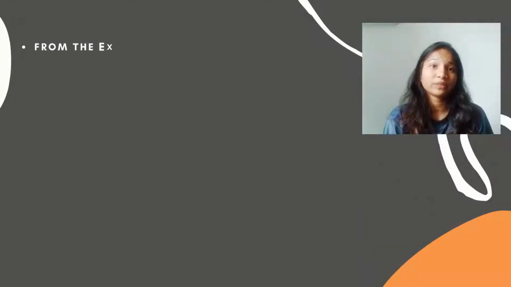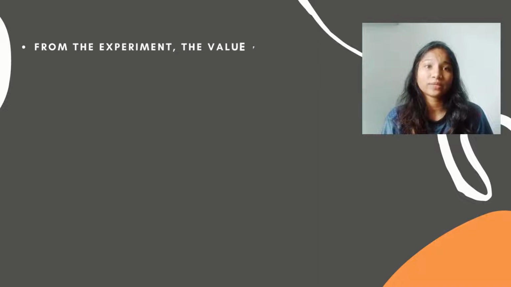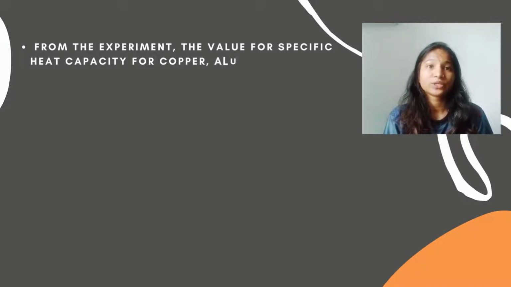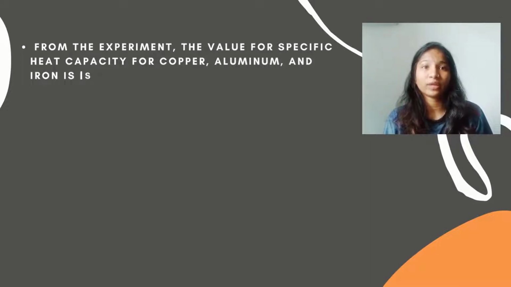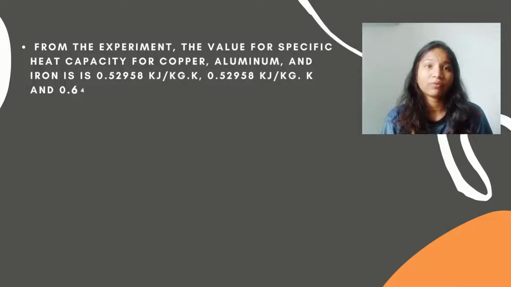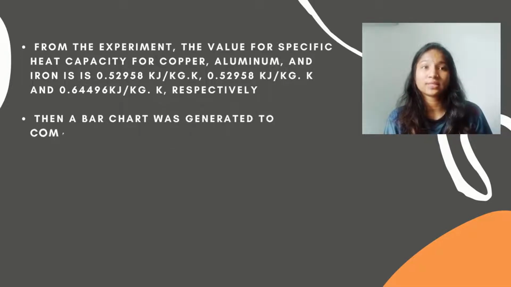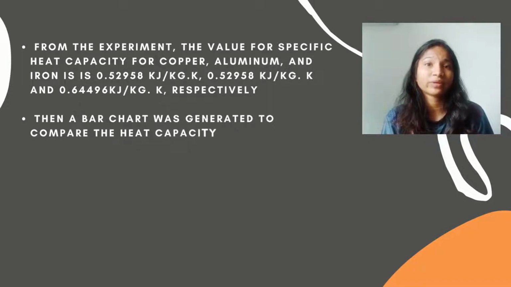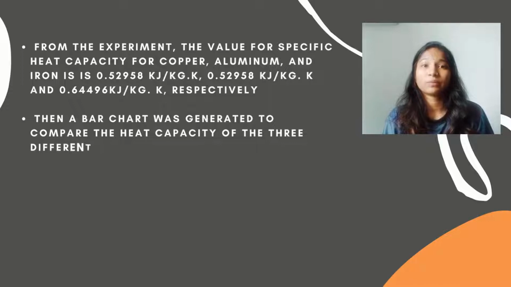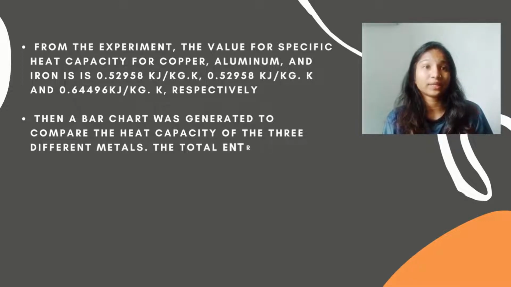From the experiment, the value of specific heat capacity for copper, aluminium and iron is 0.52958 kJ per kilogram Kelvin, 1.35633 kJ per kilogram Kelvin, and 0.64496 kJ per kilogram Kelvin respectively. Then a bar chart was generated to compare the heat capacity of the three different metals.